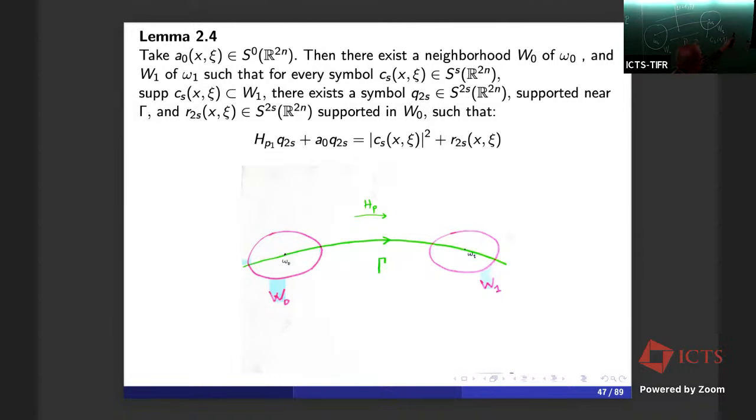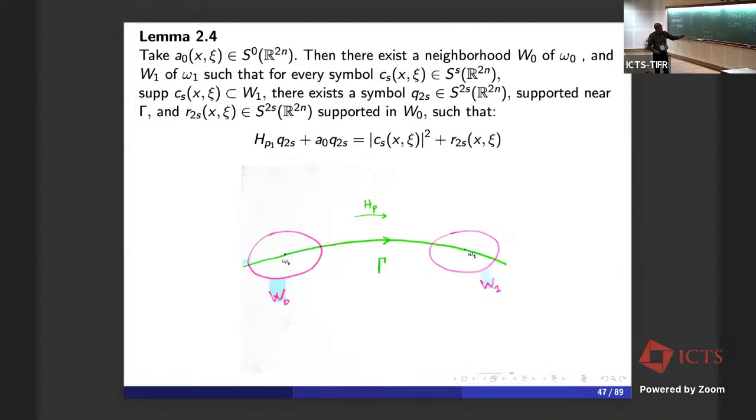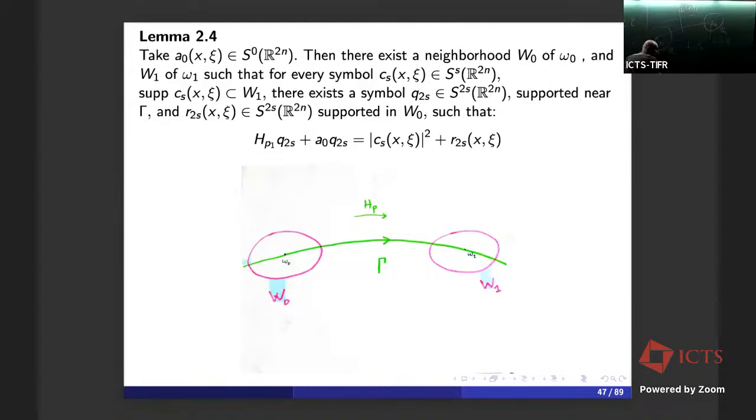Please convince yourself that this is a differential equation, because P1 is of order one and HP1 is a vector field. You derive Q2S along the vector field HP1, plus a potential, read as a function multiplying Q2S, and this is the main term, and this is the rest. The particularity is that for every CS you can find such a solution, modulo a rest that is supported here. This is a symbol of order 2S. It is supported here.